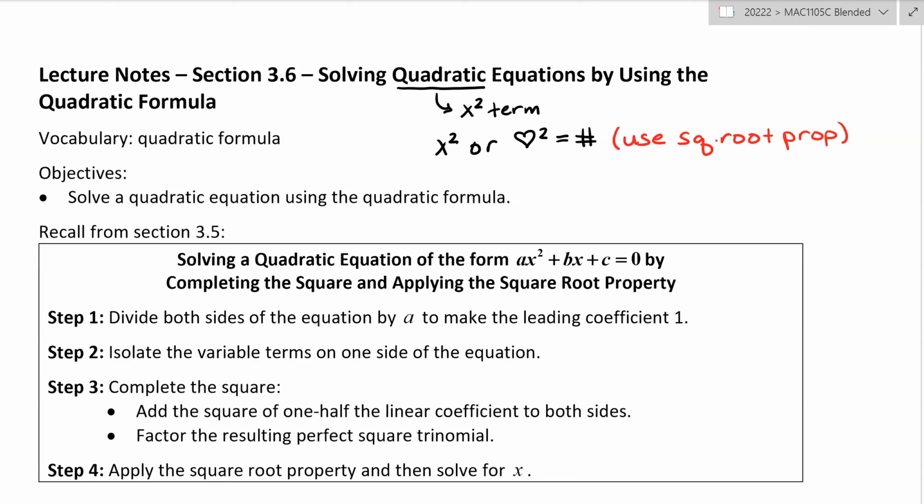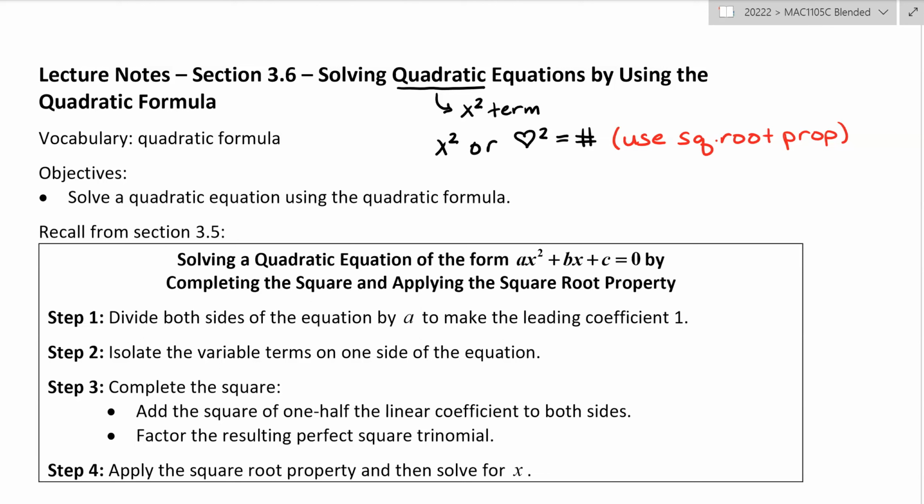Okay, so these are the notes for 3.6, which is about solving quadratic equations using the quadratic formula. So we have learned a couple ways to solve a quadratic equation. One way that we learned was if you have just an x squared term, or you've completed the square so you have parentheses squared, you can use the square root property. And the square root property said that if you square root both sides to kill a squared, you have to tack on plus or minus.